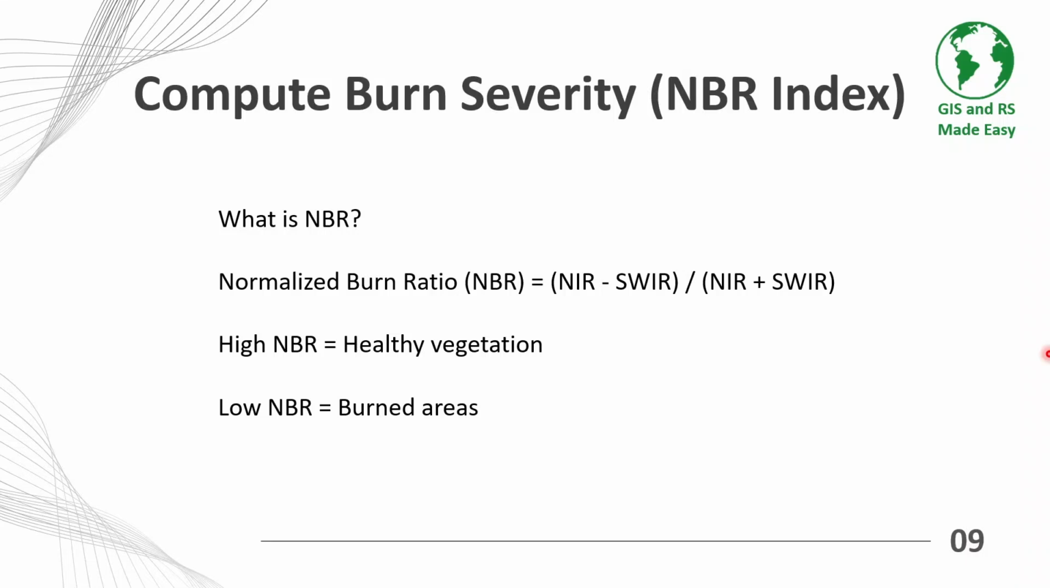Now it is time for computation of the burn index, that is the NBR index. What does NBR mean? NBR means Normalized Burn Ratio, and it is calculated using the near-infrared and short-wave infrared two bands of Sentinel imagery. Near-infrared minus short-wave infrared divided by near-infrared plus short-wave infrared. And the interpretation of the NBR value is: a high NBR value means healthy vegetation and a low NBR value means burned areas.